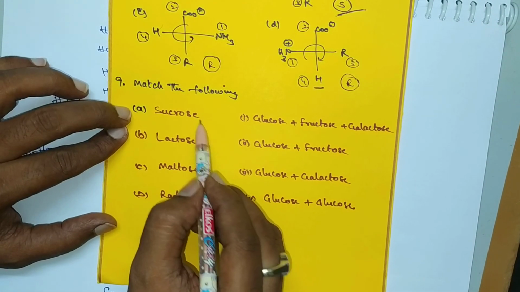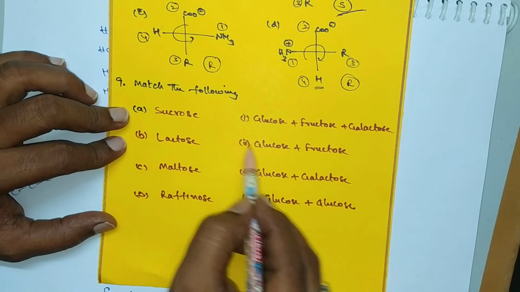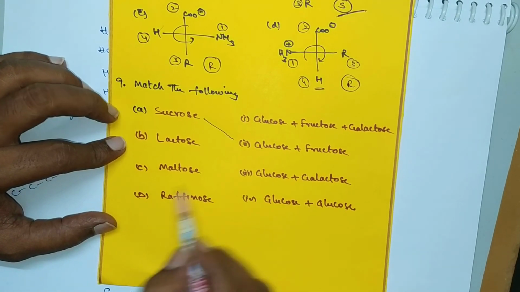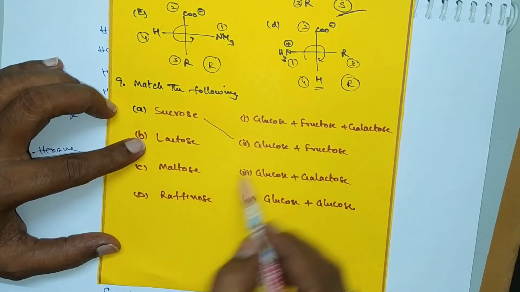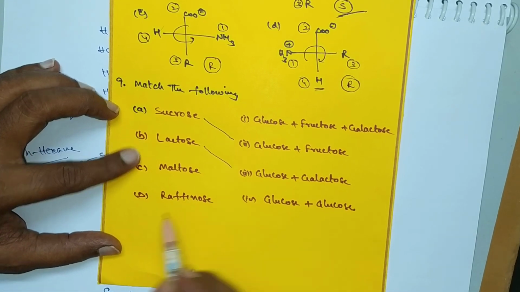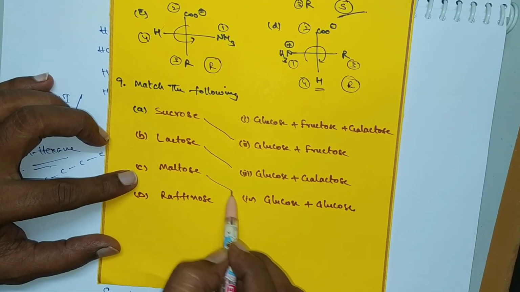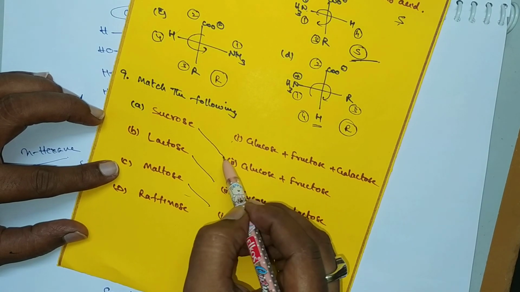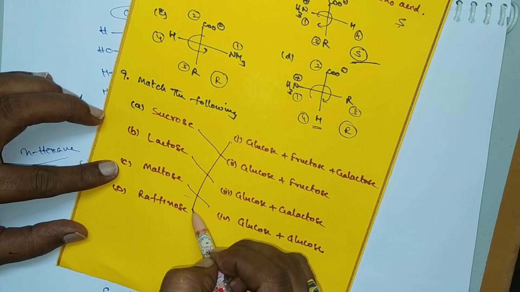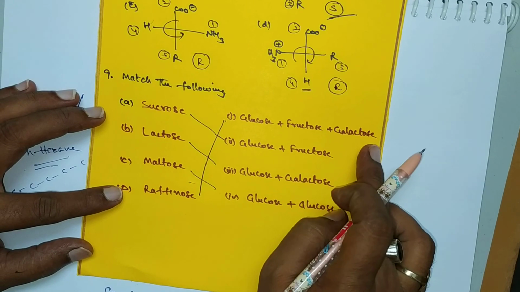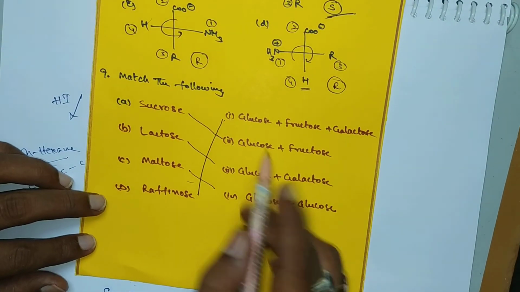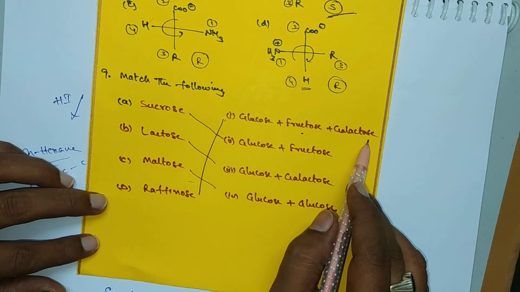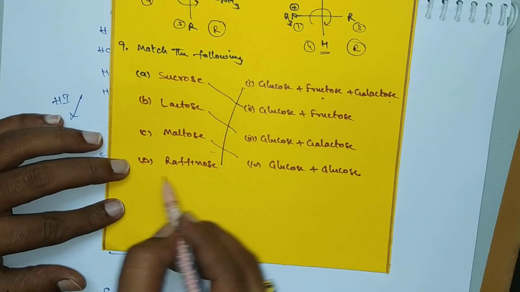Match the following. Sucrose is a disaccharide which consists of 2 monomer units, glucose and fructose. And lactose consists of glucose and galactose, you know very well. And maltose consists of 2 moieties of glucose. And raffinose consists of 3 moieties. You have to remember this one. Raffinose is a trisaccharide which consists of 3 moieties: glucose, fructose, and galactose also. So raffinose is an example of trisaccharide.